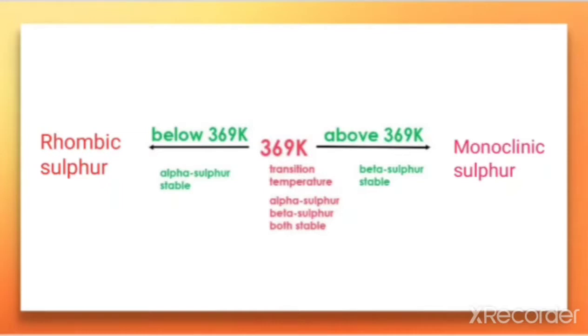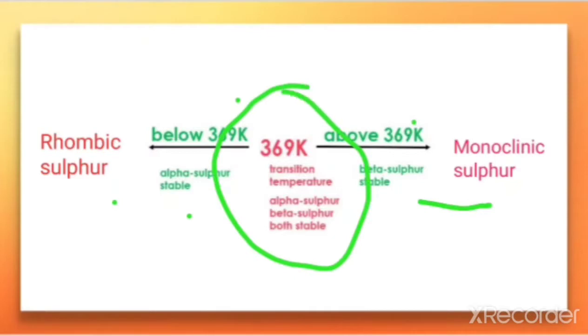So we can say that at temperatures below 369 Kelvin, alpha sulfur, that is rhombic sulfur, is stable. And above 369 Kelvin, beta sulfur is more stable. So this is the temperature at which both the rhombic and monoclinic sulfur are stable. This temperature is called the transition temperature.